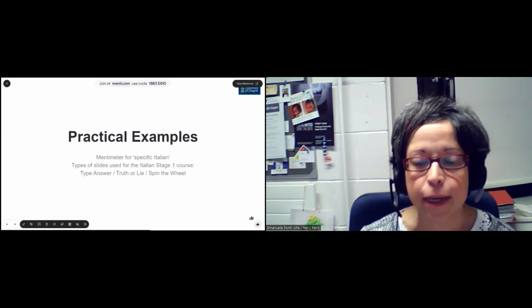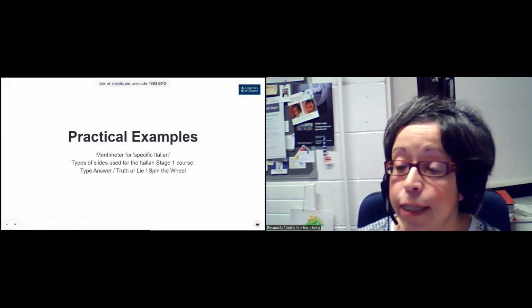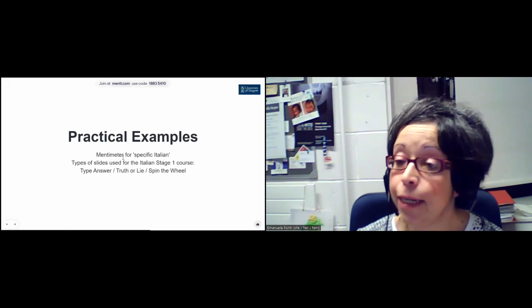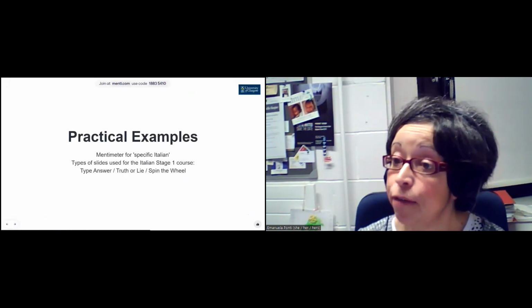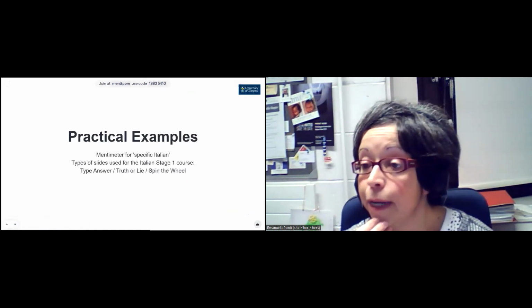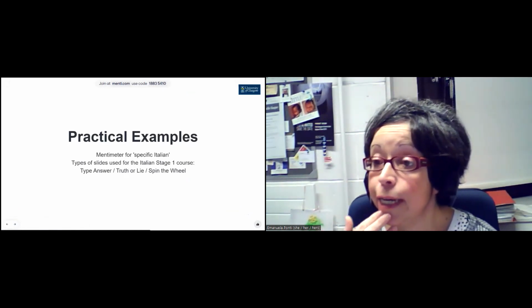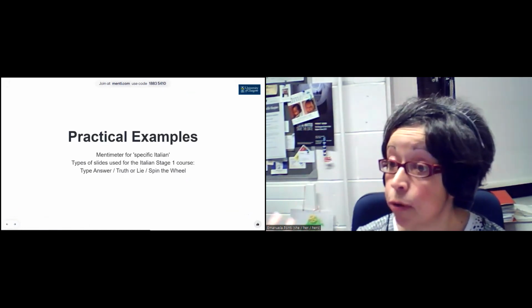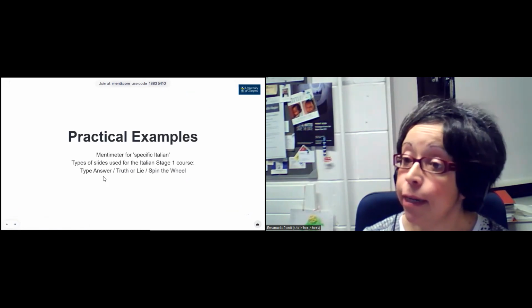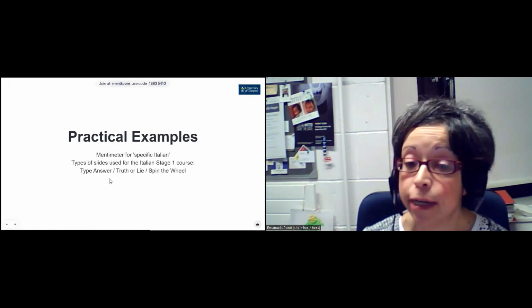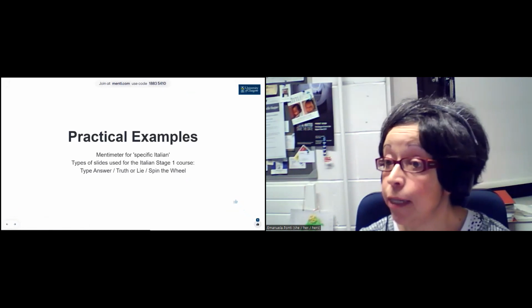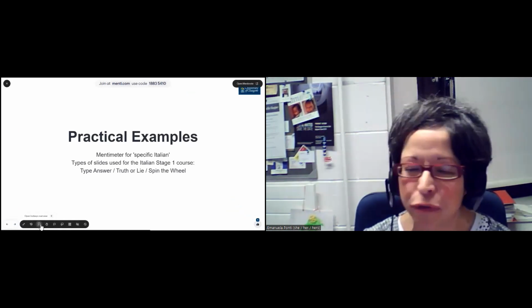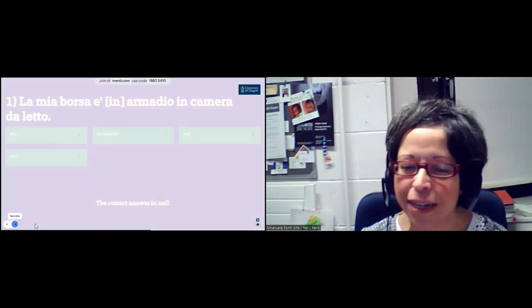So with the next few slides, I'm focusing again on practical examples, but basically here I use Mentimeter for specific Italian, so the content perhaps of the vocabulary here is more related to my students' main subject, which is product design. And basically the type of slides I'm going to show are type answer, true or false, and spin the wheel. As I said, again, there are many other types that you could use, but hopefully these are interesting and effective ones.